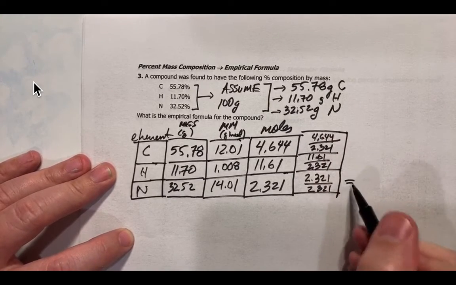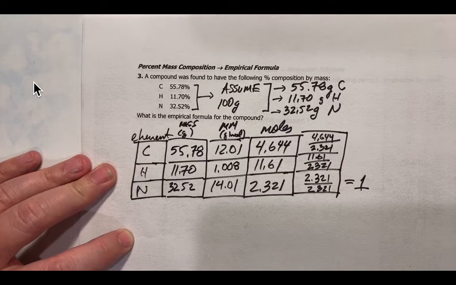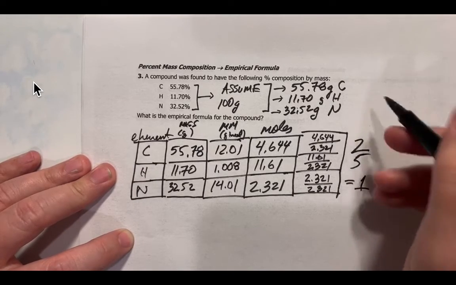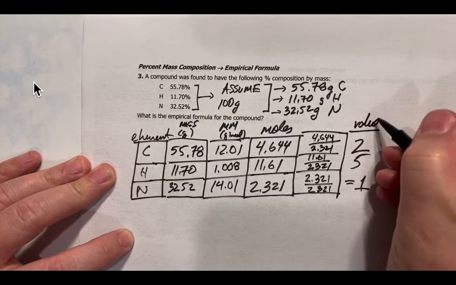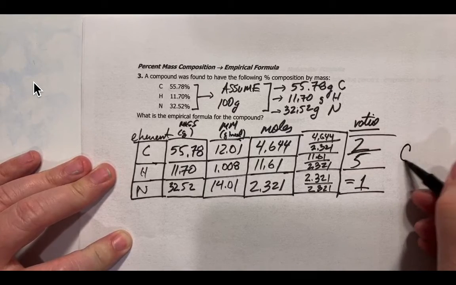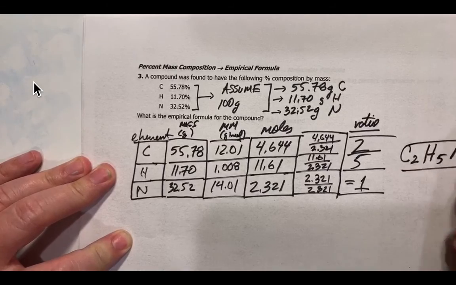Okay, so the bottom one here is easy. It's any number divided by itself gives us 1. The top one, 4.644 divided by 2.321, is very close to 2. And the next one, 11.61 divided by 2.321, is very close to 5. So this is our mole ratio that we have here. Okay, so this empirical formula is C2H5N.